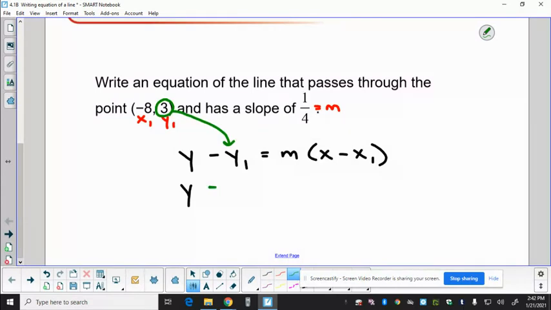Let's keep going. What about m? All right, well, m was given to us, so it goes right there. So it would be 1/4. And then notice you have parentheses. X stays as x, but x1 will go in here next. And x1, look at this. It's a -8. I'll swing this over here. It's going to go right there.